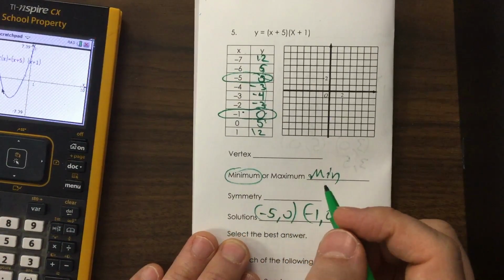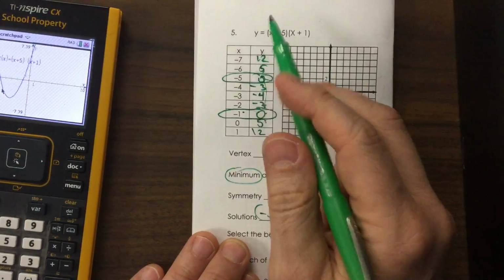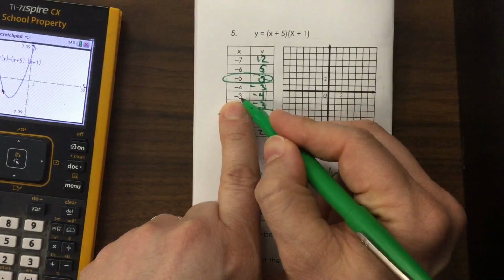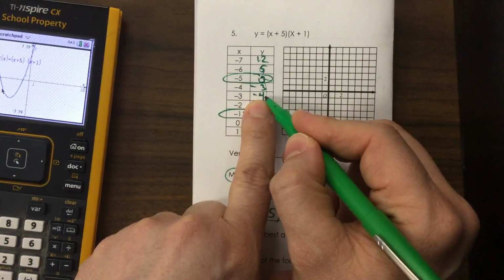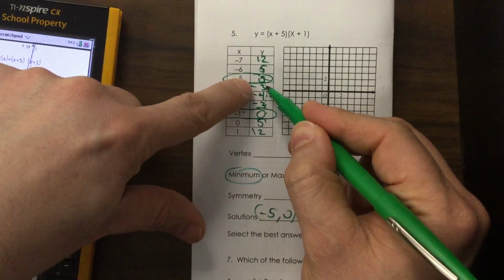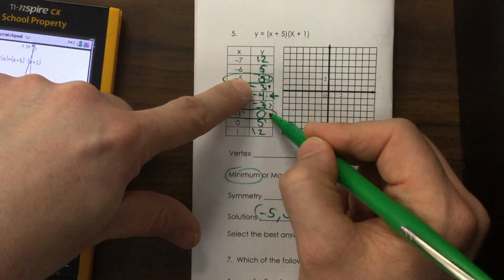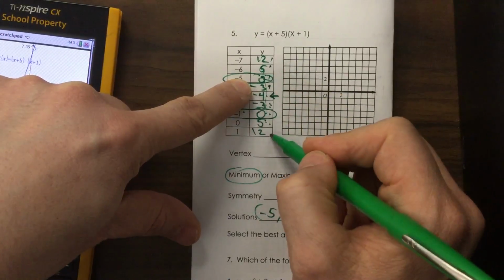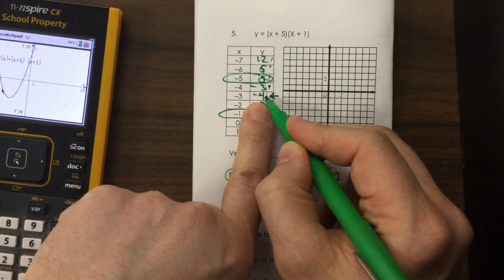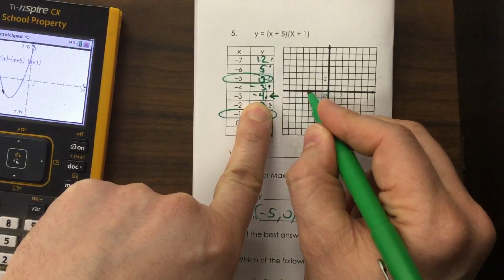Now, how do you find the vertex? Even before we graph this thing, I can find the vertex right here. We have negative 3, negative 4. That's the only one that doesn't have a matching y number. See the negative 3, 0, 0, 5, 5, and 12, 12? This is the only one that doesn't have a match. That is my vertex.